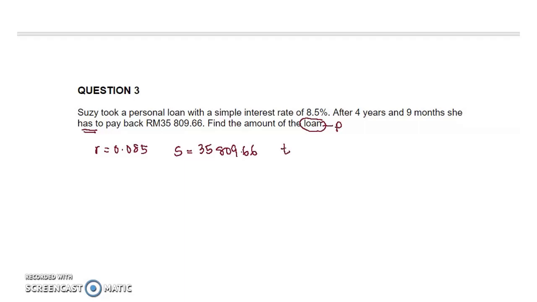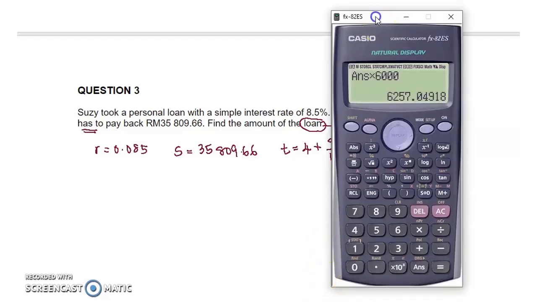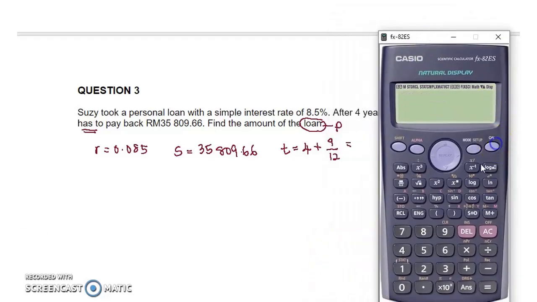Okay, T here equal to 4 years, 9 months. T must be in years, so 9 months divided by 12. How do you calculate this one? 9 divided by 12 plus 4 years. You can write the value in fraction or in decimal, no problem.